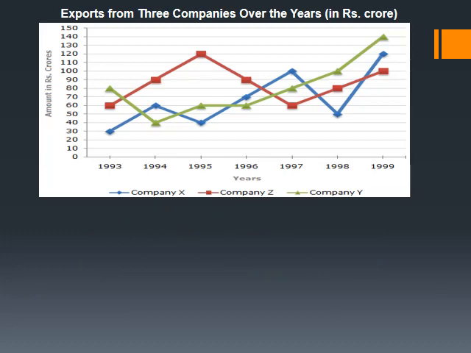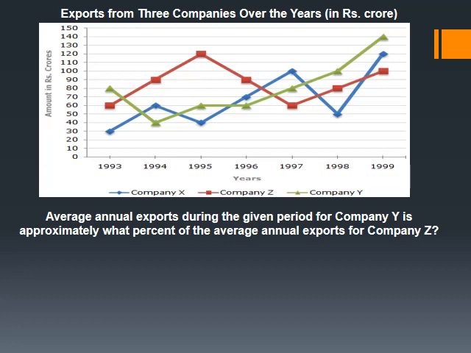Now the same line chart, we have the same data. Question is this: average annual exports during the given period for company Y is approximately what percentage of the average annual exports for company Z? So we are comparing two companies' exports. But what is that? Average.